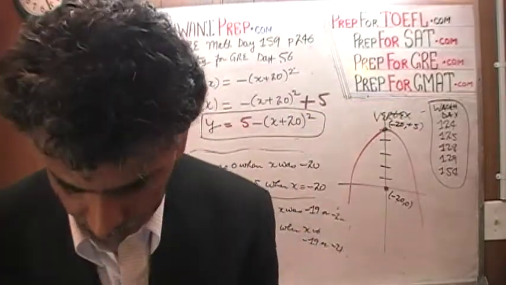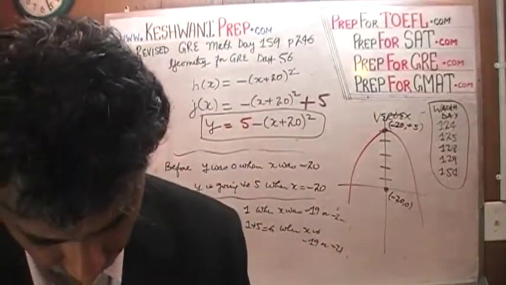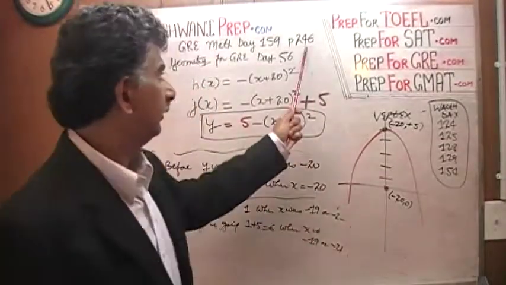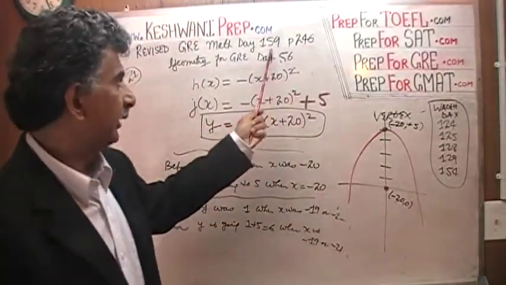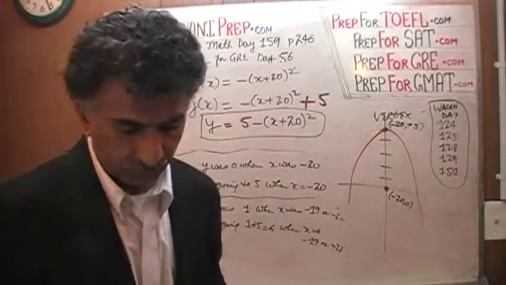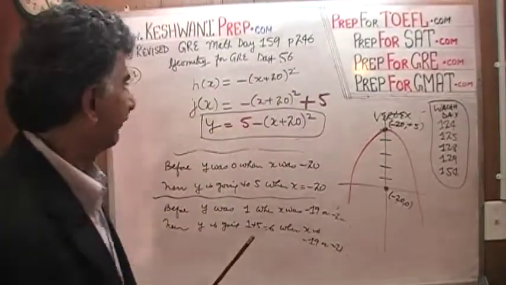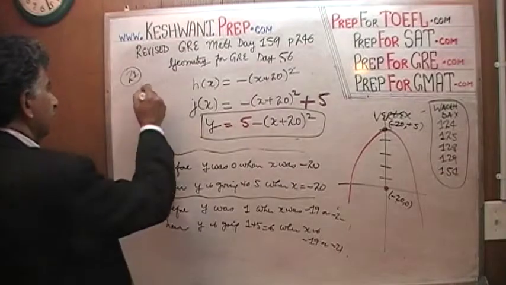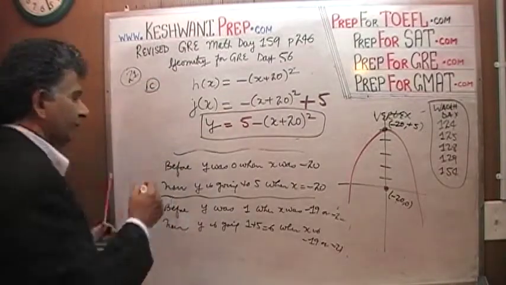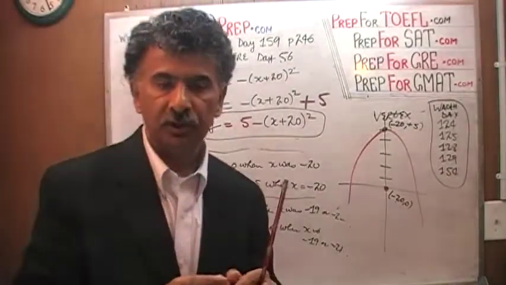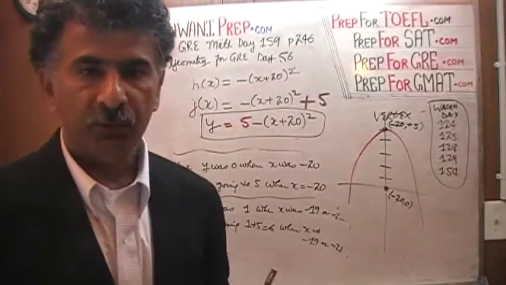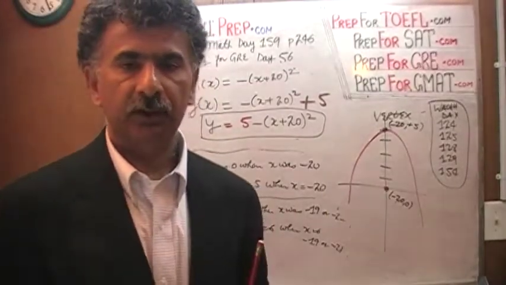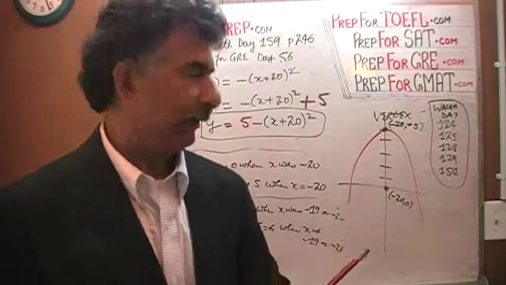The problem that we're about to solve is the one that you will find on page number 246, and today is our lesson number 159. Page 246, problem number 21, part C. We're going to pick up from where we left off yesterday. This story is going to continue from yesterday. If you have not watched yesterday's video, make sure you watch it so that you know where we are.